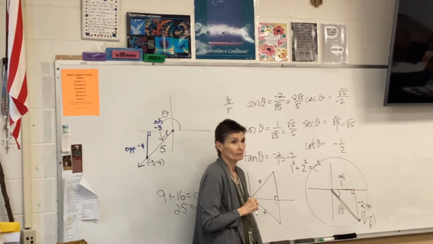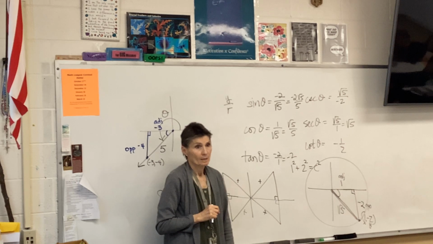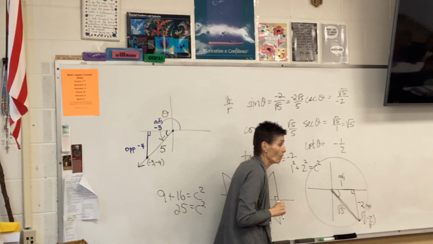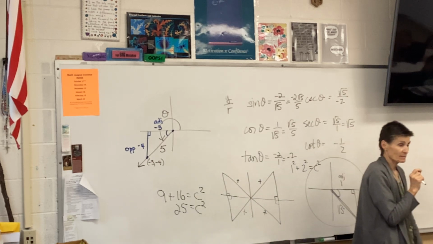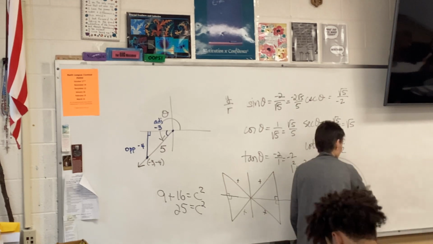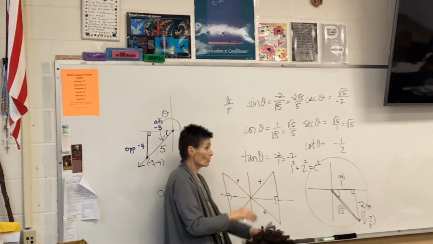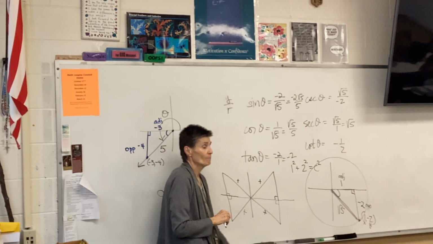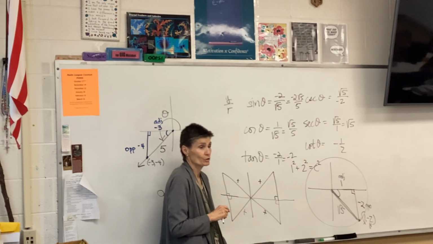Now, why do we have those definitions? Because not every triangle in the whole wide world is a right triangle. And so we can't always use SOHCAHTOA, because if it isn't right, it won't have a hypotenuse. You see what I'm saying? So these are called the circular definitions: X over R, Y over R, Y over X. Those are the circular definitions, and you need to be aware of those too.